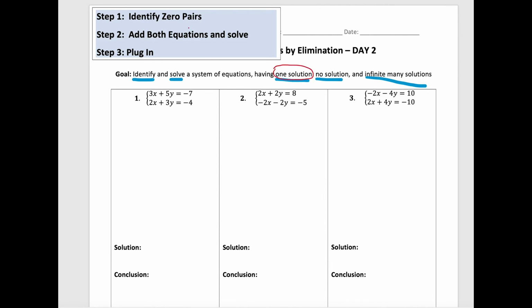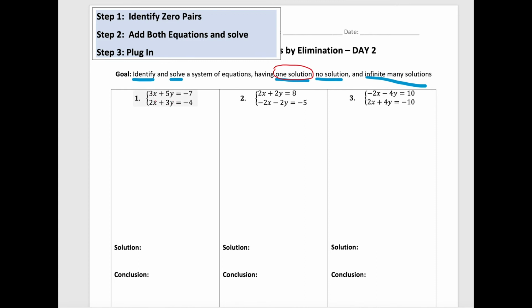I wrote down all three steps right here. Let's go ahead and try one of these problems. The first step is to identify a zero pair. So take a quick look. We have x and we have y. Is there any zero pair here that we can take a look at? Oh, nope, there is not any. So let's go ahead and make one.